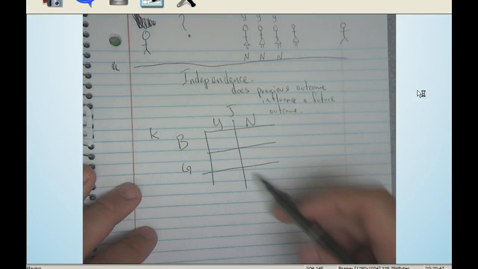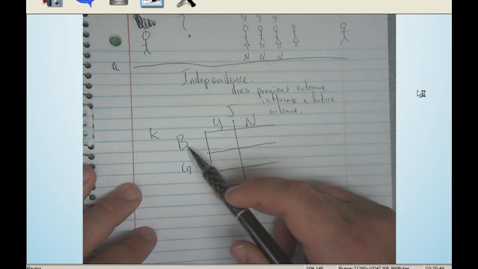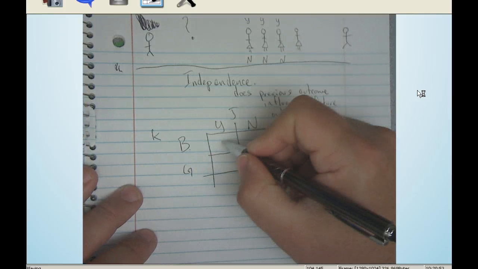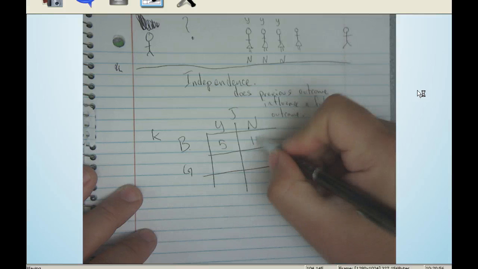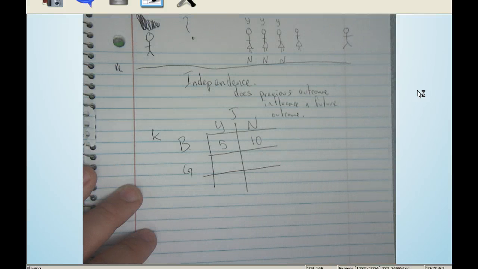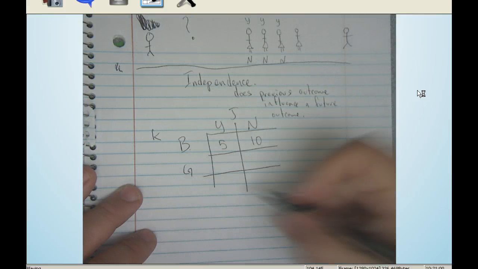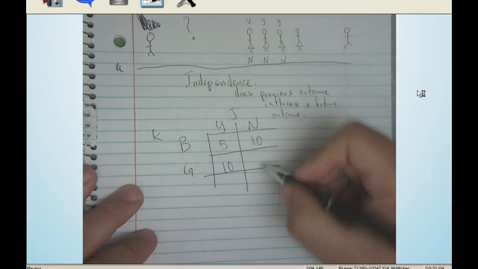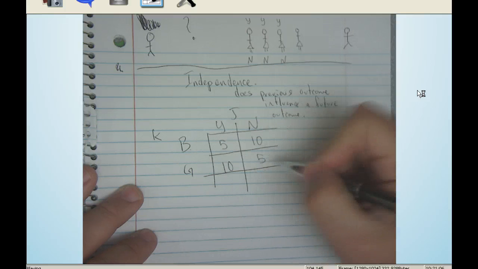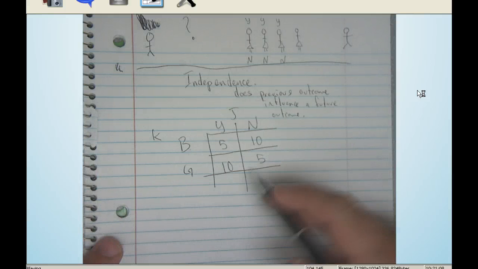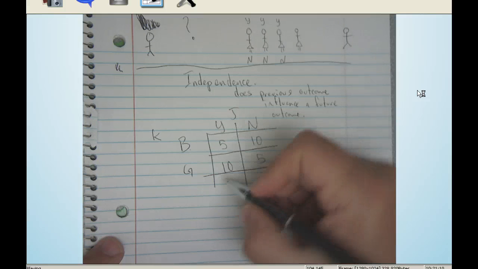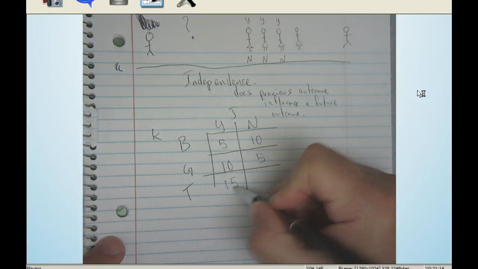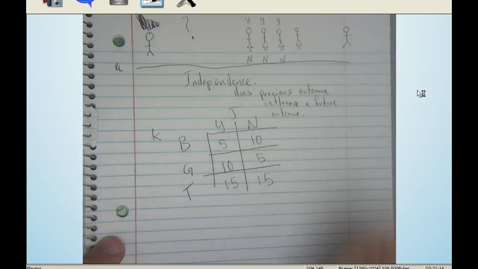Okay, so let's say I ask the boys, how many of you have a job? Well, let's say that 5 boys said yes and 10 boys said no. And let's say we ask the girls, and we'll say there's 10 yes and 5 no's. So girls in this case have more jobs than boys for some reason. So here's the total: we have 15 that have jobs and 15 that don't.